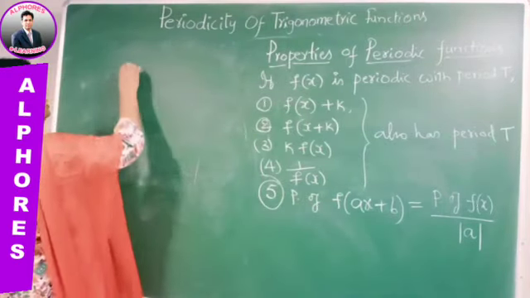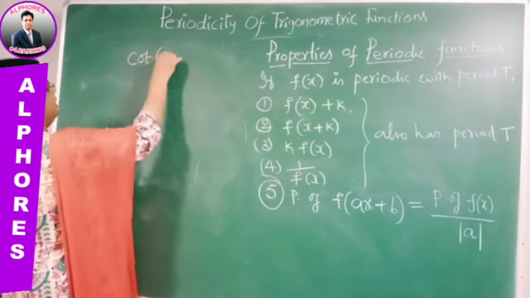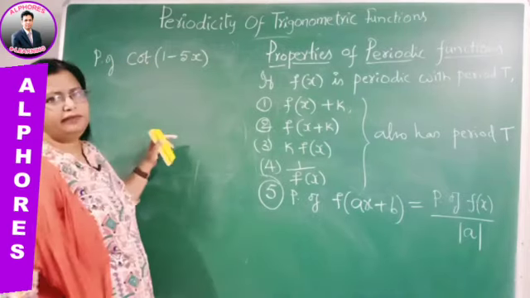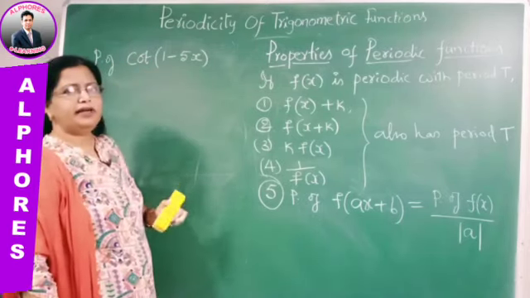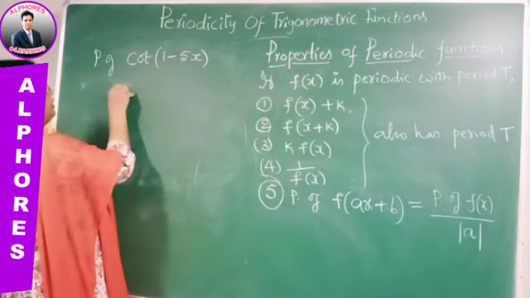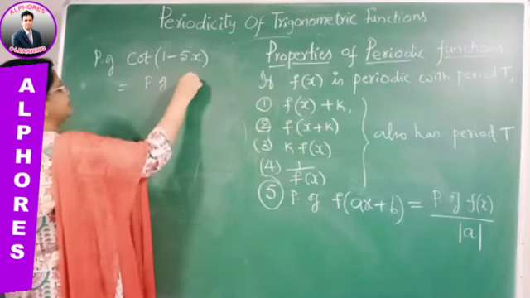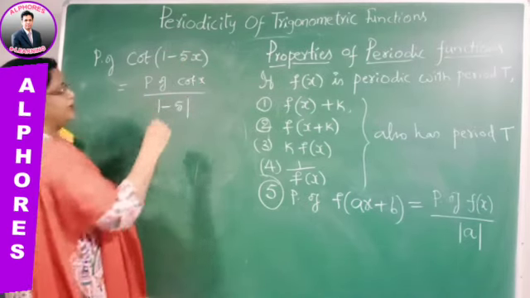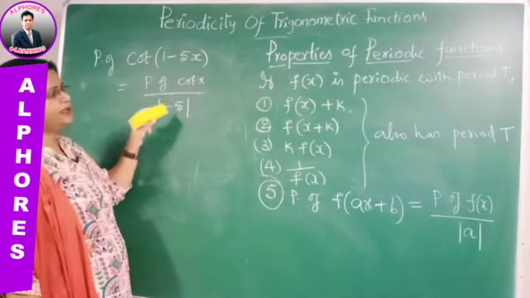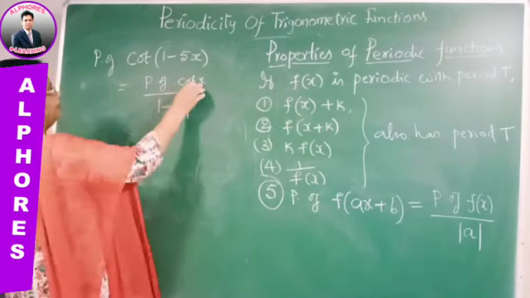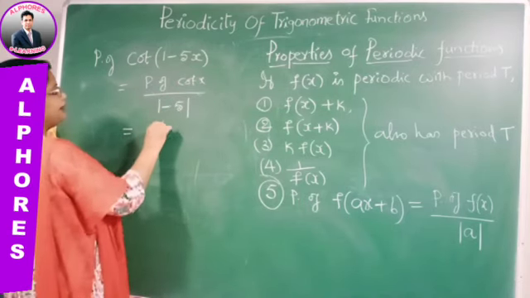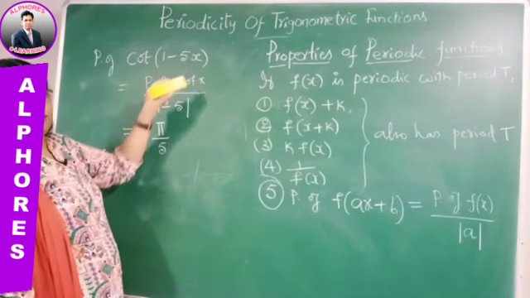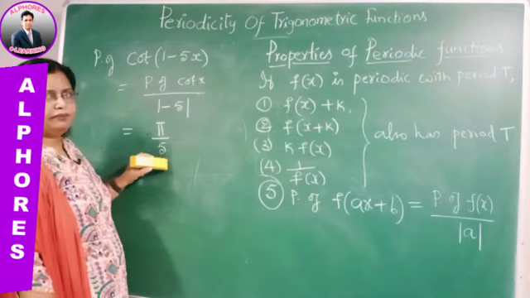One more, let us see here. Suppose I am taking cot of 1 minus 5x. What is the period of cot of 1 minus 5x? Okay. So the period of cot 1 minus 5x means what I have to write? It is equal to period of cot x divided by mod of the x coefficient, that is minus 5. So period of cot x divided by mod of minus 5, and in the numerator the period is pi, and what is the denominator? It is 5. So period of cot 1 minus 5x, how much you got here? It is pi by 5. Okay.